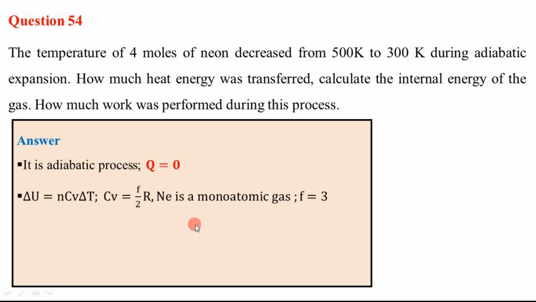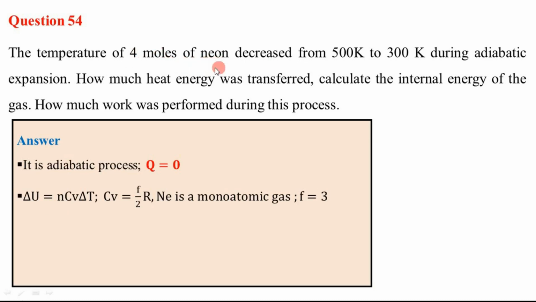Here, internal energy is equal to the work done. After calculating the internal energy, immediately you get the work done. They're asking to calculate the internal energy, which is equal to nCvdT, or equal to the work done. Then they're asking to calculate how much work. That means the work is equal to internal energy. The number of moles was given. We have 4 moles of NeO.